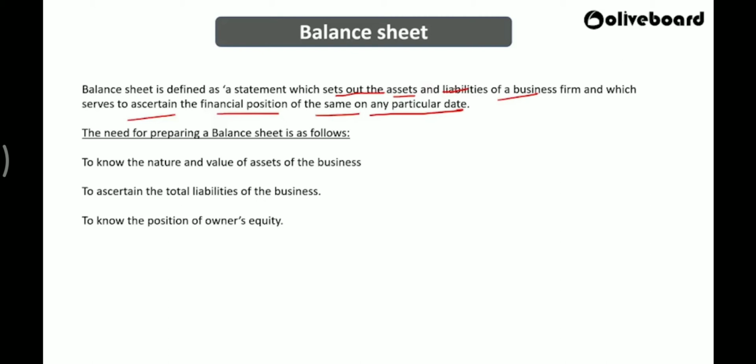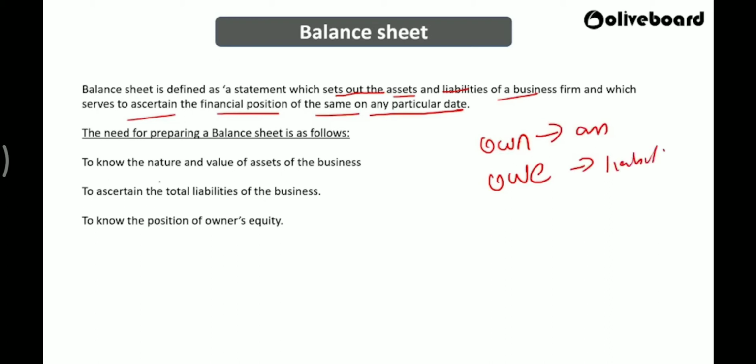That's it. So here basically balance sheet will tell you what are all the assets the company owns and what are the liabilities the company owes. All right. There are two different things, own and owe. Owns means asset, owes means liability.